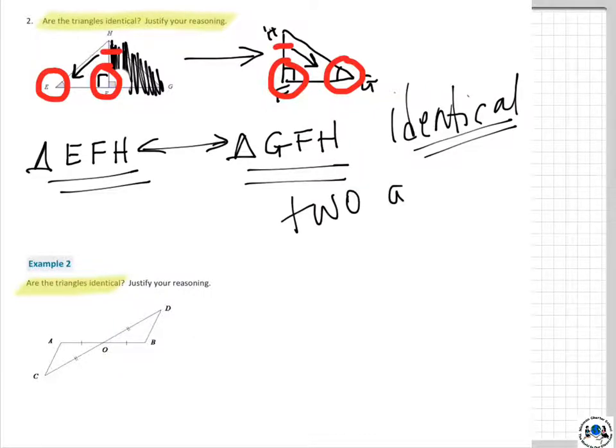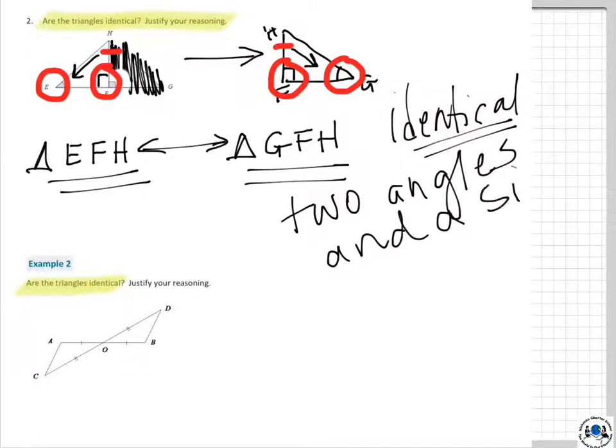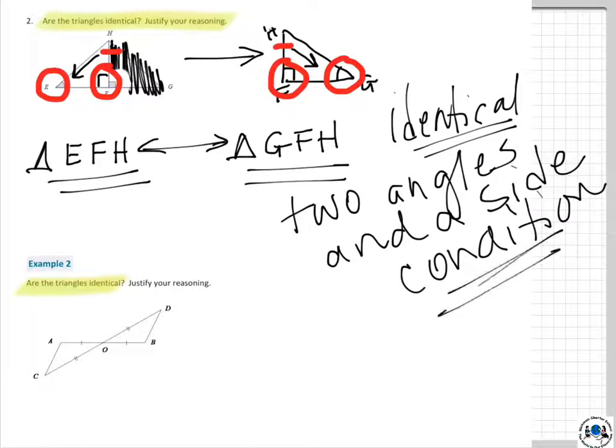And again, the reason for it was we had two angles and a side condition. Okay, super. Alrighty, and let's move on to this next section.